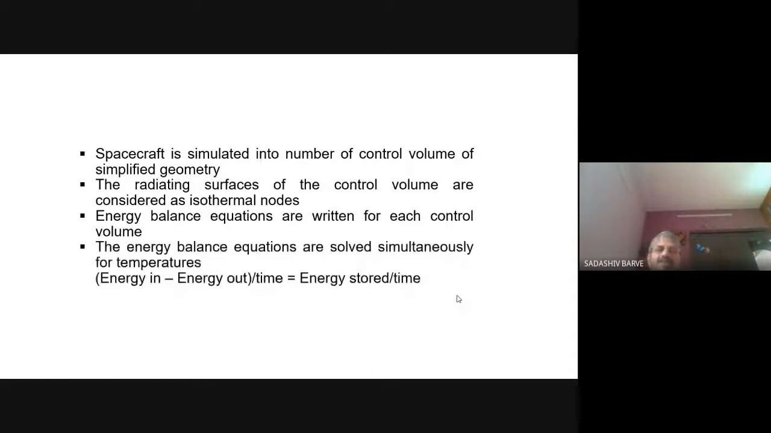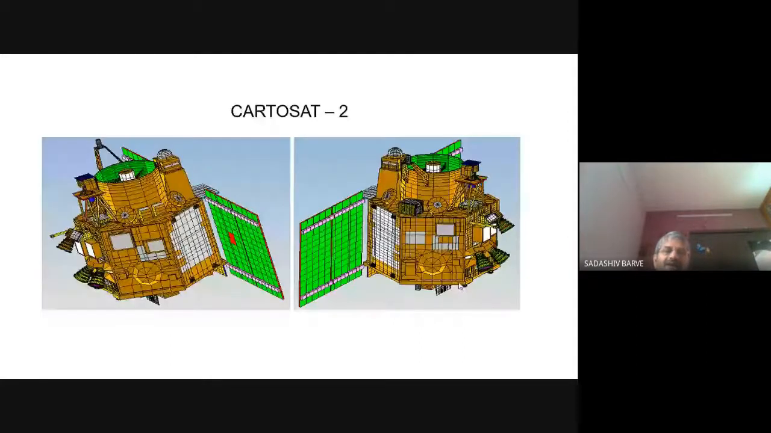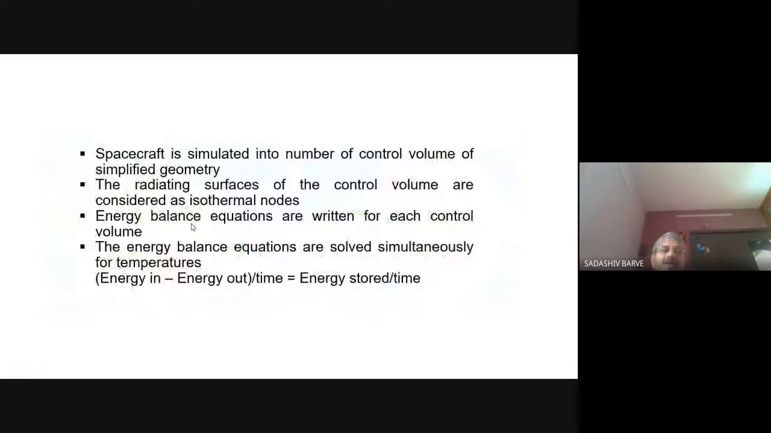Isothermal node means that for a given element, the temperature is uniform over the element area. Energy balance equations are written for each element. Whatever I showed you, each individual element is taken as one element, and a thermal balance equation, which I am going to show subsequently, is written for each and every element: how much energy it receives, how much energy is transferred, how much it radiates, and how much power it generates. The energy balance equations are solved simultaneously.